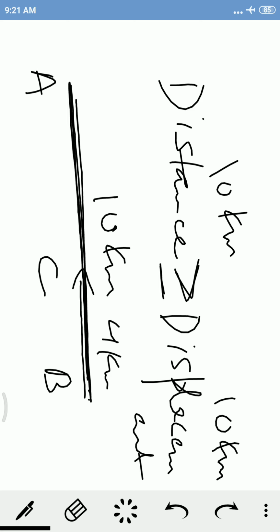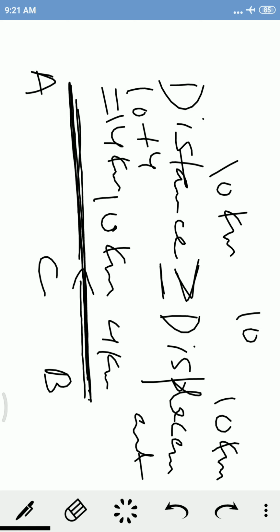Now in this case, the distance will be 10 plus 4, that is 14. Here we are not considering the direction. But the displacement will be 10 plus minus 4, so it will be 6 kilometer. So in this case you can see that displacement cannot be greater than distance. It will be either equal to or less than the distance.